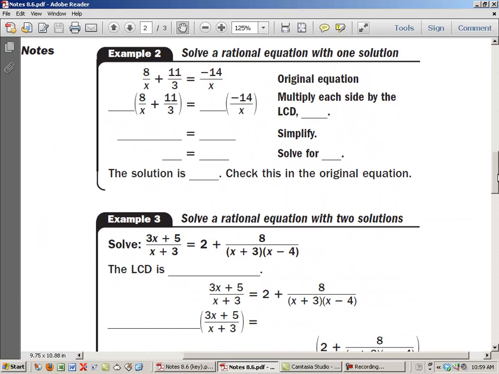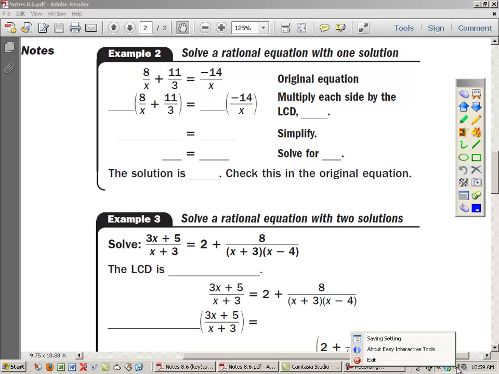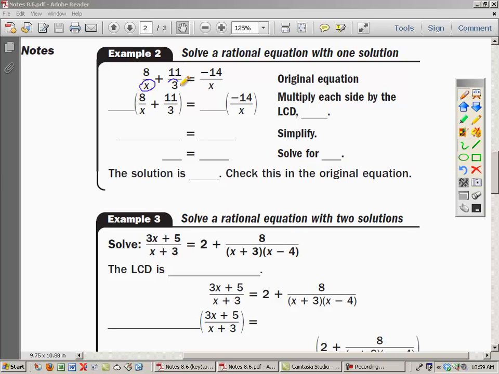Okay, let's take a look at solving a rational equation with just one solution. This first example, in order to add these two things together, we need to get these to have a common denominator. So this is kind of what we did last section. The least common denominator or least common multiple of x and 3 is simply 3x.